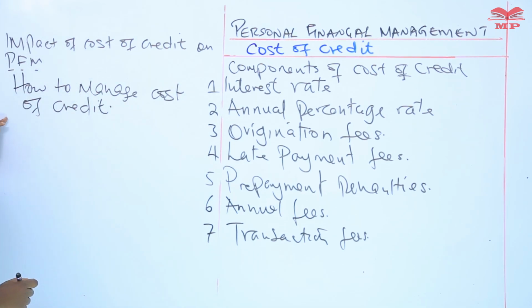This is what is most important when studying the impact of the cost of credit. It's obvious this cost can cause financial stress. This cost, if not well managed, can lead to debt accumulation and also overspending.